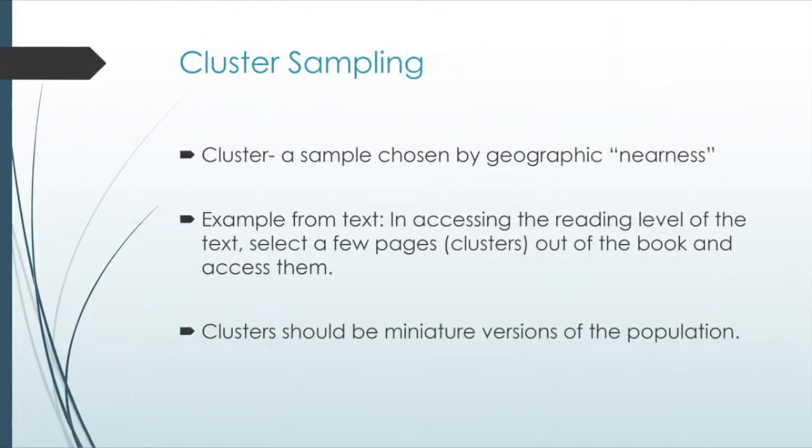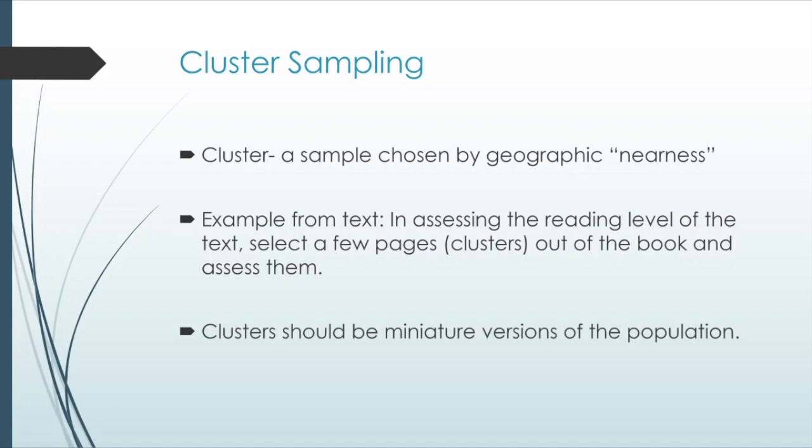Another way to sample is called the cluster sample. For a cluster, you think of a cluster of grapes. They're all near each other, and a cluster is a sample chosen by its geographic nearness, or you might call this neighborhood sampling. Here's an example from the text. In assessing the reading level of a textbook, a reading book, you might select a few pages, and those pages would be clusters out of the book and assess them.